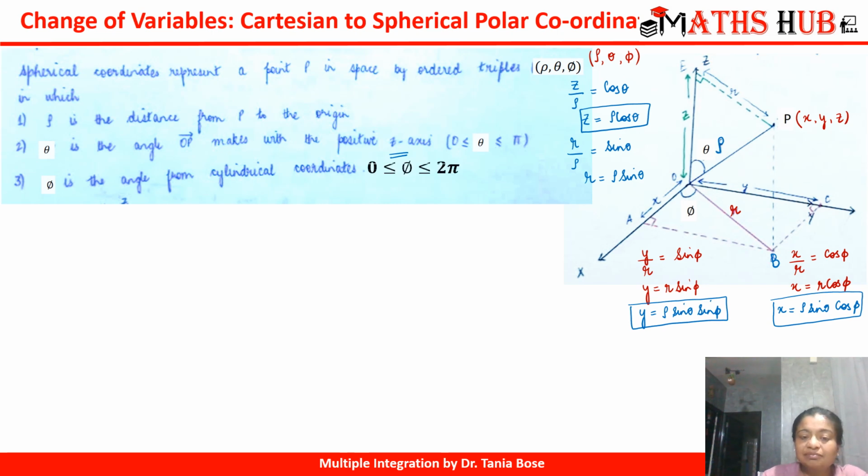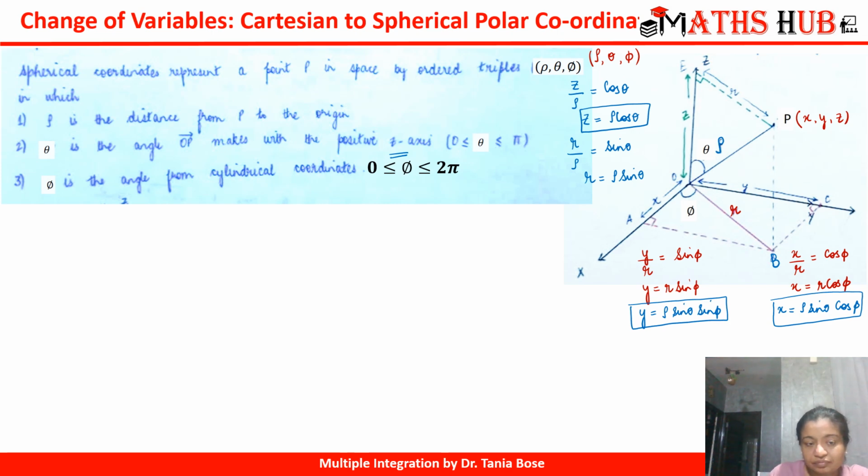So the maximum range of phi is always 0 to 2 pi, right? Since theta is the projection, when we make the projection on the xy plane, whenever theta moves from 0 to pi, you will see that the projection you will get on the xy plane is a complete circle. So that is why the angle phi is always from 0 to 2 pi, and theta, the maximum range is from 0 to pi, right?